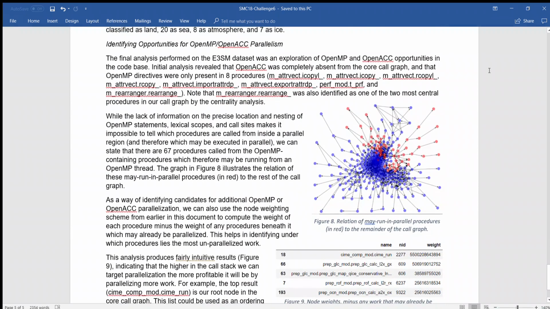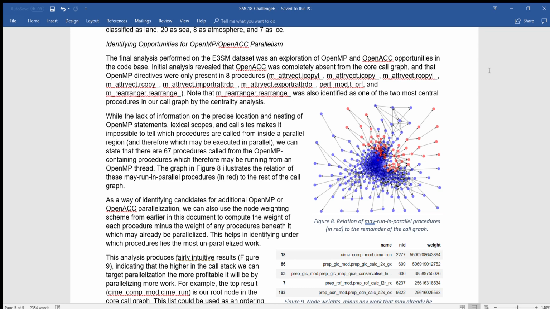We also tried to find ways of identifying opportunities for OpenMP or OpenACC acceleration in the code base. So we found that there was no existing use of OpenACC, and that only 8 procedures in our transformed data set actually made use of OpenMP directives. So figure 8 here visualizes those OpenMP procedures relative to the rest of the code base with OpenMP in red.